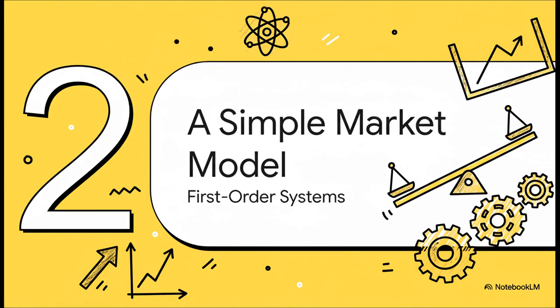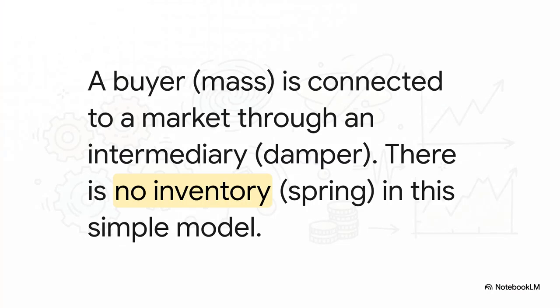Okay, so let's put this into practice. We're going to build the most basic system you can possibly imagine to see how this works. We'll start with what's called a first-order system. Just picture a buyer, a demander who's connected to a market. That's it. We've got our demand, which is our mass, and we've got an intermediary who creates some friction. Those are our transaction costs, our damper. But notice what's missing. There's no storage. There's no inventory. There is no spring in this system yet.